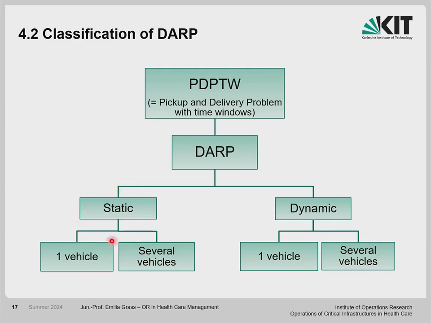So if static means we know everything, the demand is known, so maybe on Monday doctors are calling and saying we need transport at 8 for 5 patients. So what could be the dynamic one? Static is static, everything is known. What could be the dynamic DARP problem? What could be changed there? Yeah, please.